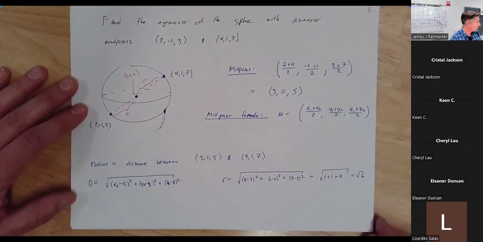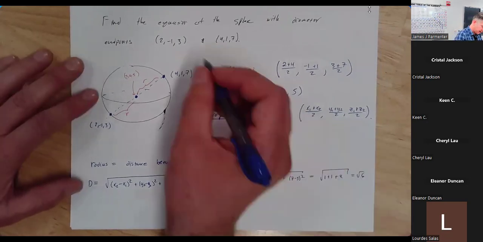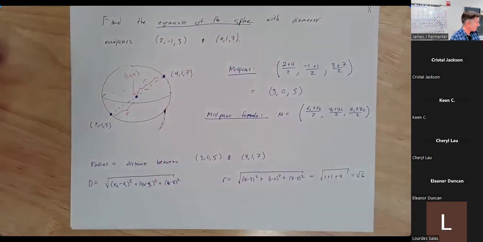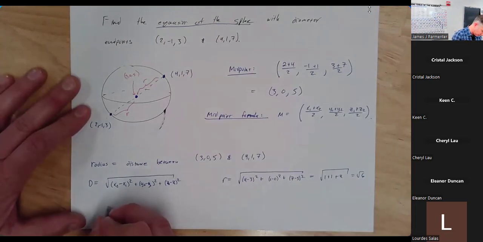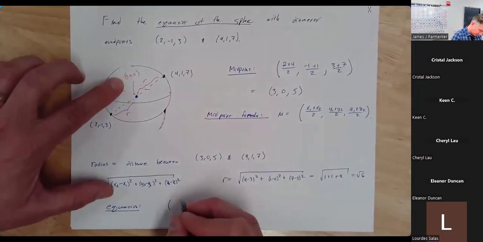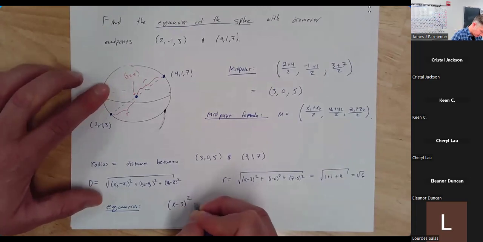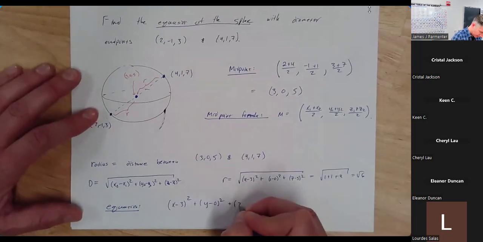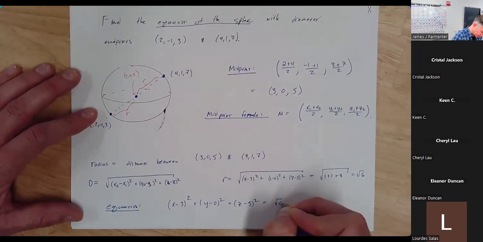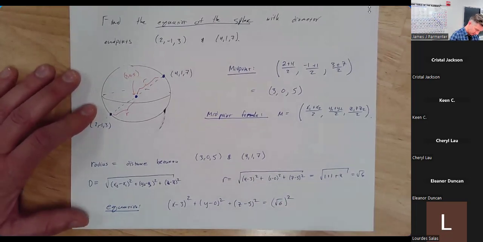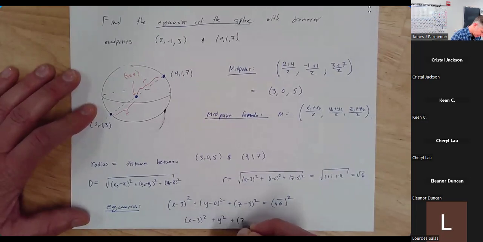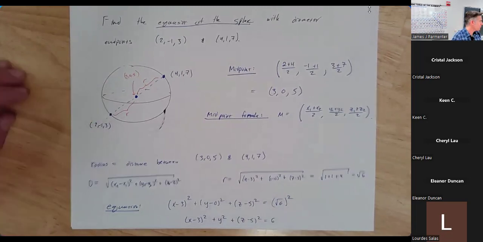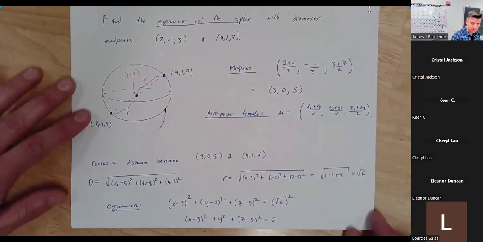So we're not quite done because this didn't say find the center and radius. It said find the equation of the sphere. So then we're going to write this in the usual way. Our equation is (x minus 3) squared plus (y minus 0) squared, which I would just write as y squared, plus (z minus 5) squared equal to the square root of 6 squared. And if I was trying to make it look a little bit nicer, I would write it as (x minus 3) squared plus y squared plus (z minus 5) squared equal to 6. That's how I would write it if I was trying to make it look as nice as I could.